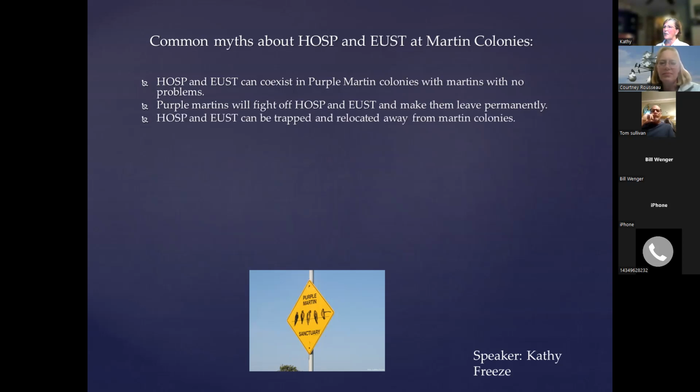House sparrows and European starlings can be trapped and relocated away from martin colonies. It's another myth that we have found. As I mentioned, house sparrows are territorial. They'll fly right back. In fact, I believe I was reading on the PMCA page that some house sparrows and European starlings actually beat the person back home to their site.